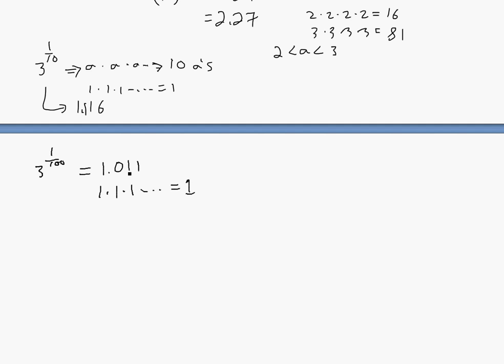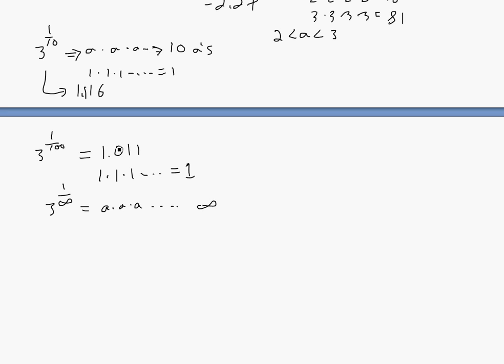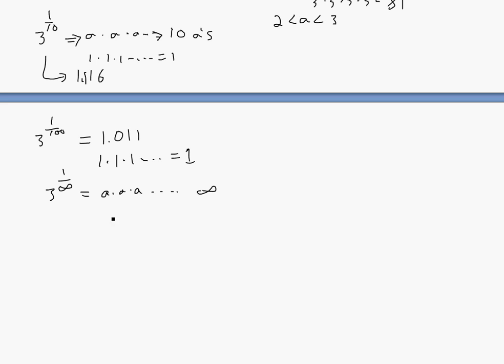Yeah, so it has to be closer to 1, but the limit, if we were to go 3 to the 1 over infinity, then this would be a times a times a, all the way to infinity. And what you can see is it gets smaller and smaller. So the limit goes to 1. So basically, 3 to the 1 over infinity, this is the limit. We'll just erase this.